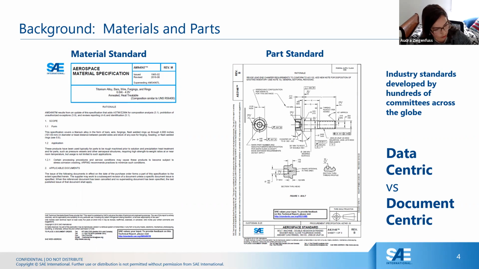We've got two types of standards that we focused on, although we have many other types. We looked at material standards. This would be any kind of actual material that is used in production or development of different parts and components, and that's a material standard called an aerospace material specification in this case. And then we have part standards, which go into design of parts.